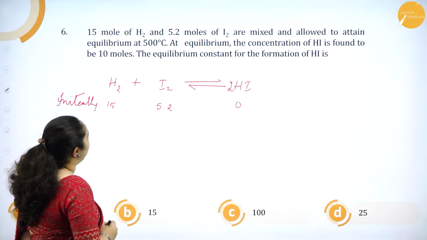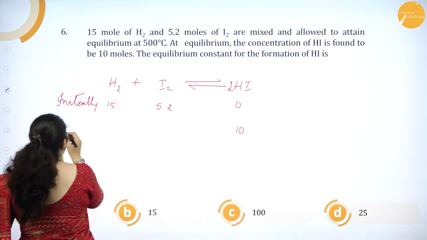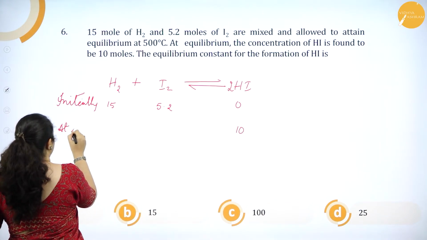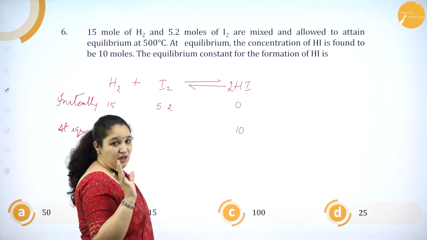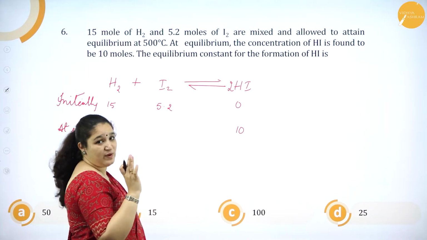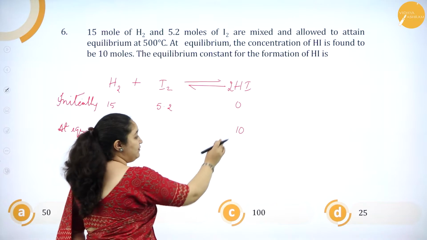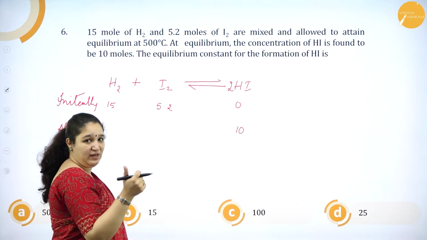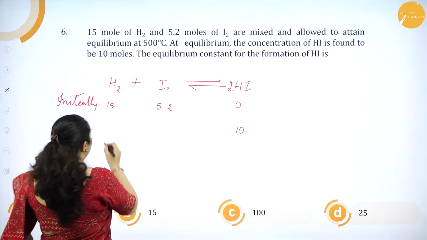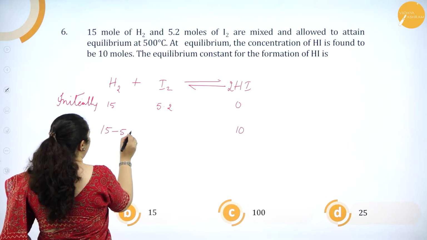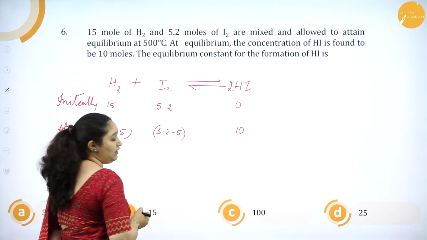Now, at equilibrium, 10 moles of HI is there. This is at equilibrium. So, if 10 moles of HI, see the equation, 1 plus 1, you get 2 moles of this. Correct? So, if this is 10 moles, 5 moles of iodine has reacted, 5 moles of hydrogen has reacted. Correct? So, 15 minus 5 is there at equilibrium, and 5.2 minus 5 is there at equilibrium.